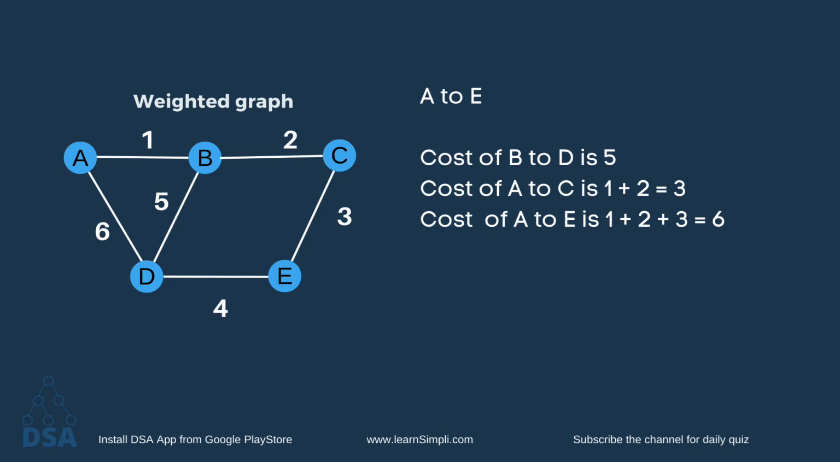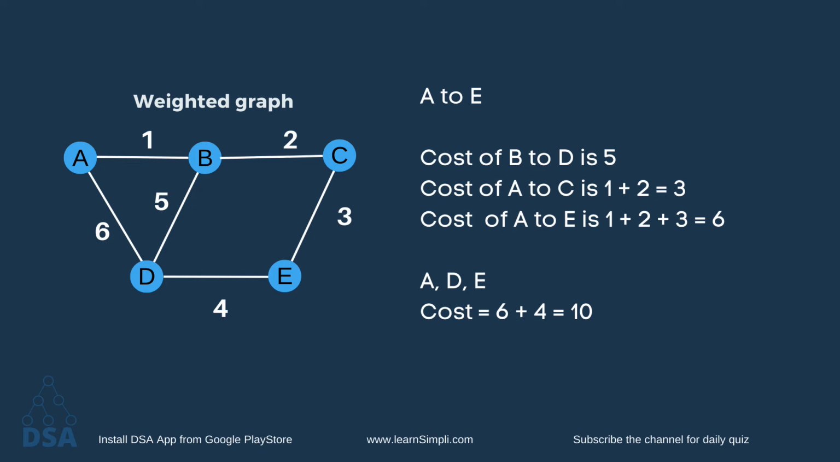Cost of A to E is 6. Value of edge A to B is 1. Value of edge B to C is 2. Value of edge C to E is 3. So the cost is 1 plus 2 plus 3 is equal to 6. As I said, there can be multiple paths. Another path we can have from A to E is ADE, and the cost is 6 plus 4 is equal to 10. So this is all about weighted and unweighted graph.